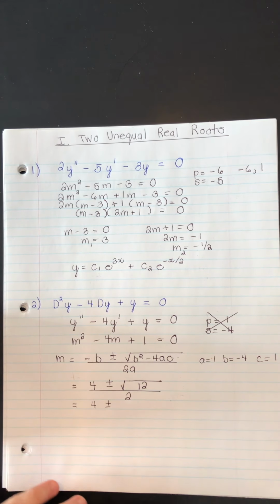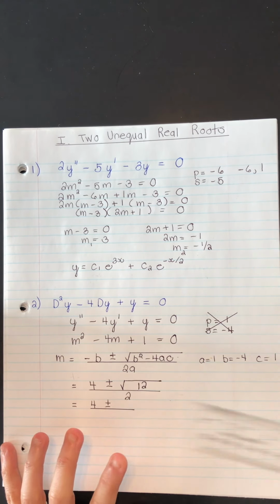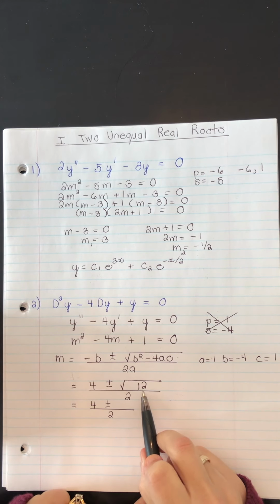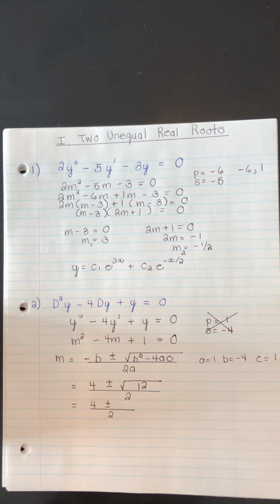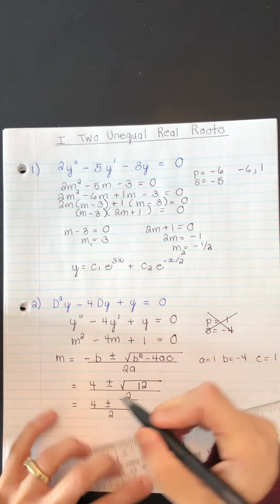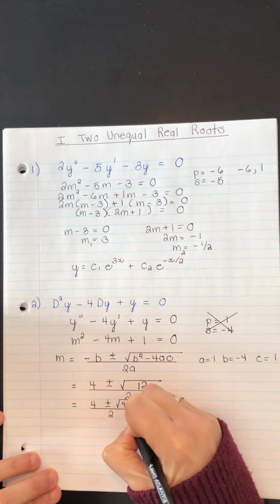So what I mean is the square root of 12 is the same as the square root of 4 times the square root of 3. I'll show you that explicitly, okay? So you take 12 and you can break it into 4 times 3.